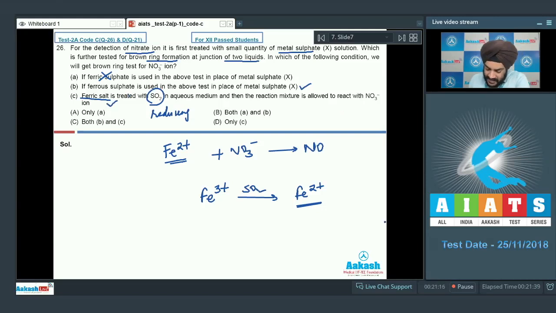So out of the given statements, the reactions given in statements B and C are correct. So we have to mark option C as the correct answer to our question.